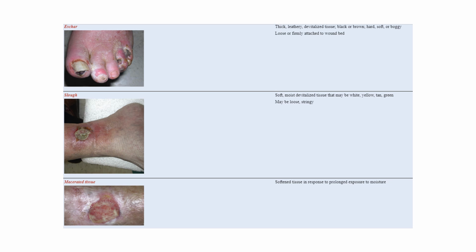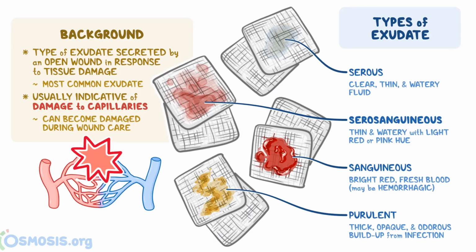Eschar. This is thick, leathery, devitalized tissue. It can be black or brown, hard, soft, boggy, loose, or firmly attached to the wound bed. Then we have slough. Slough is moist, devitalized tissue. So it's dead tissue. It's white, yellow, tan, green. It could be loose, often stringy. Macerated, so this is that moisture. It's softened tissue in response to prolonged exposure to moisture. Here's an image for the types of exudate or drainage. This is in response to wound tissue damage, and these are the most common. So we have serous. Serous drainage is clear, thin, and a watery fluid.